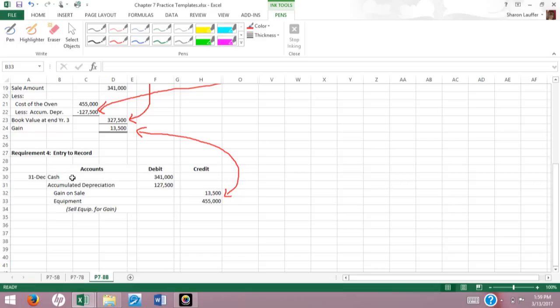If you've received cash from the sale, you're going to debit the amount of cash. And to take any kind of asset off of the books, you're going to credit the asset account for the cost, and you're going to debit accumulated depreciation for the amount of accumulated depreciation that you've taken up to that point. So this entry will be a little bit different on your homework because of the loss, but otherwise should follow the same pattern. And that's all there is to P7-8.